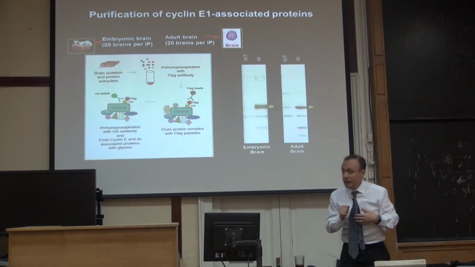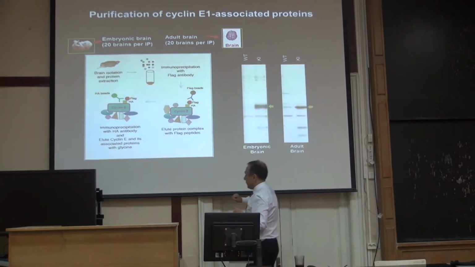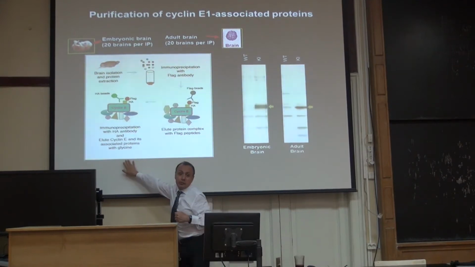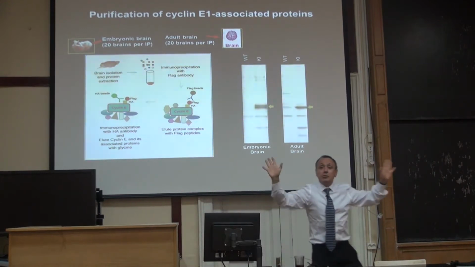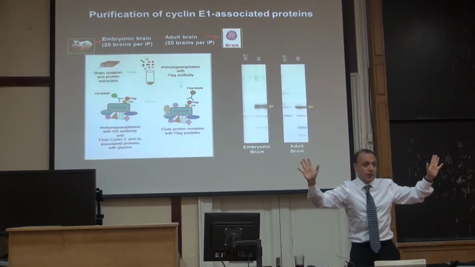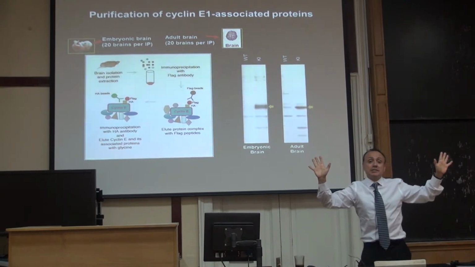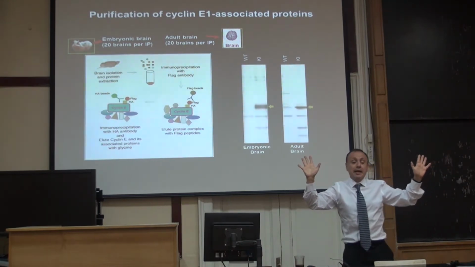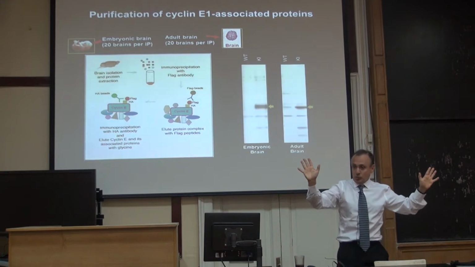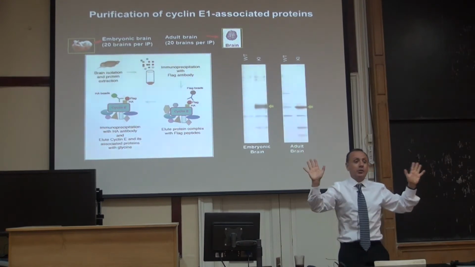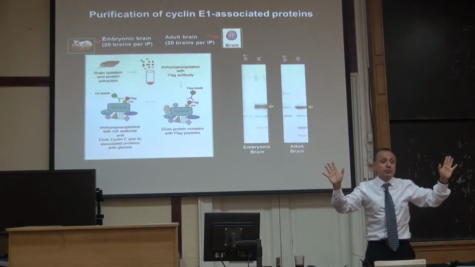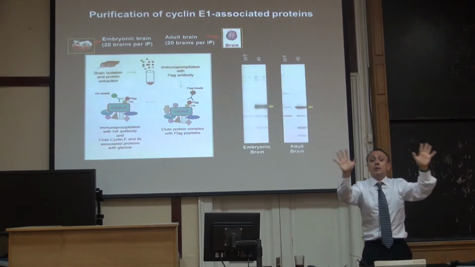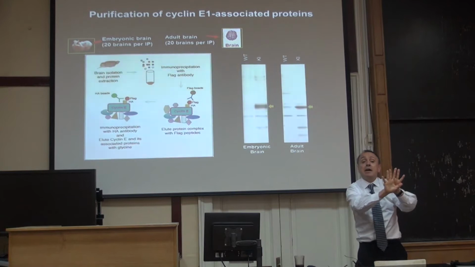The way we do it is that we purify the complex from embryonic brain in one tube, and the complex from adult brain in the second tube. Then we take those proteins, digest them into peptides, and label them with different isotopes: this tube with one isotope, that tube with another isotope. This technique is called iTRAQ, or quantitative proteomics. So now we can mix them and do mass spec together.